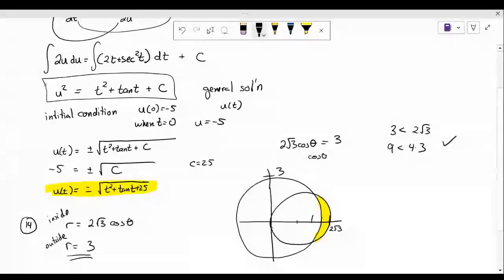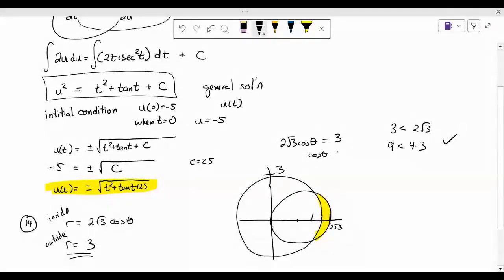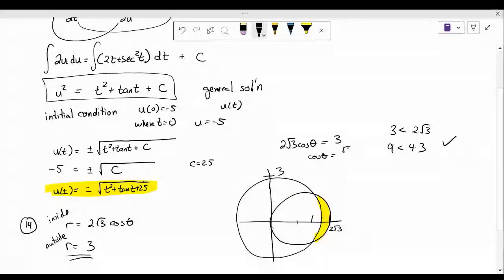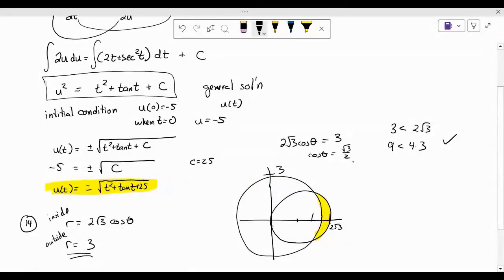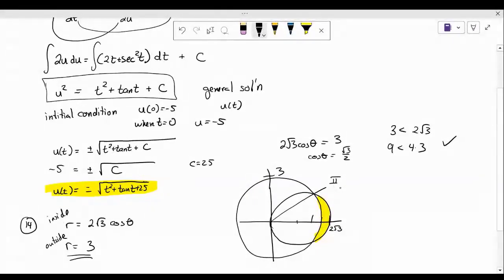So cosine, we set them equal to one another, try to solve for theta. That's square root of 3 over 2. So when is cosine square root of 3 over 2? At pi over 6, right? And at negative pi over 6, let's say. Okay.